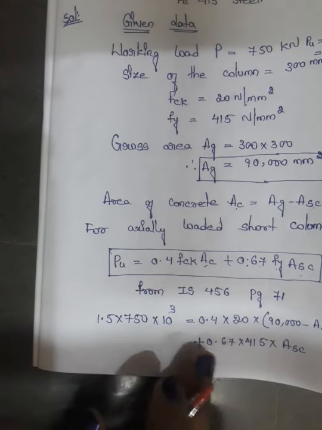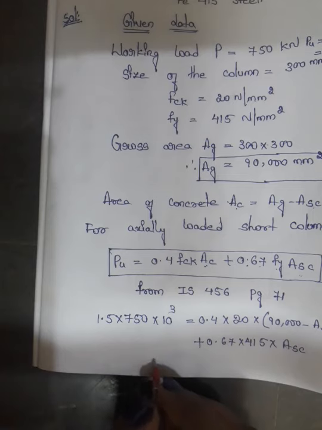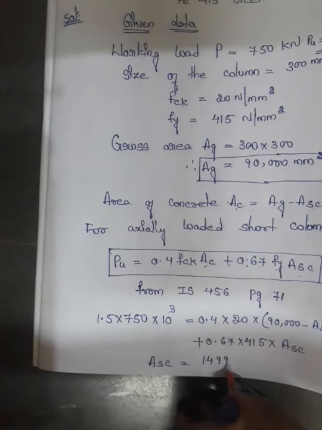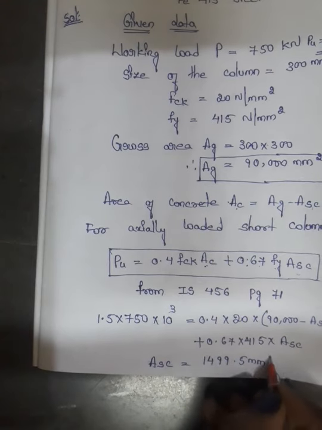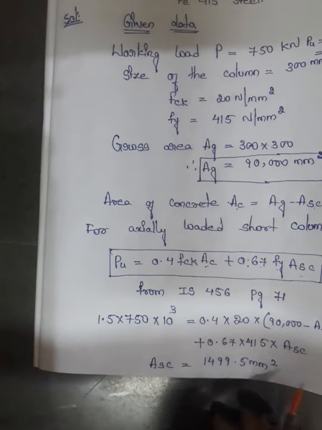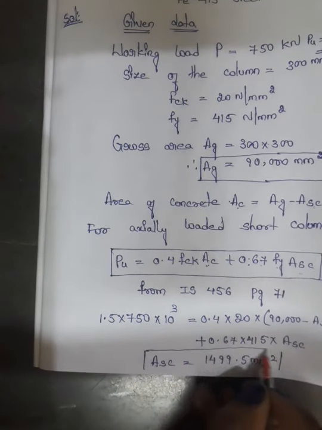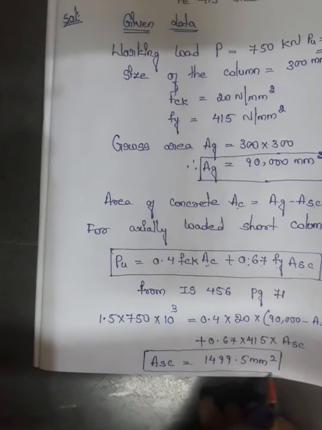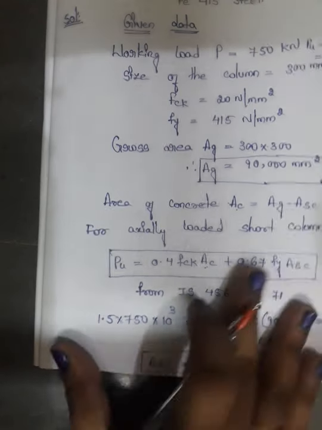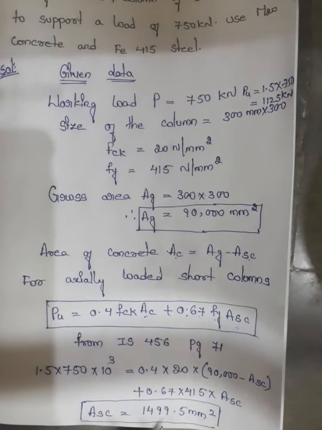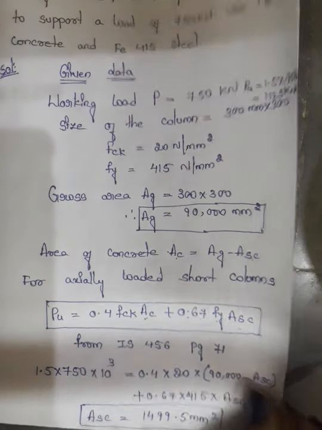So if you calculate all this, you will be getting Asc is equals to 1499.5 mm square. So this is the Asc value. So area of steel required, see here completely, area of steel required is 1499.5 mm square. So we'll move to the next step.